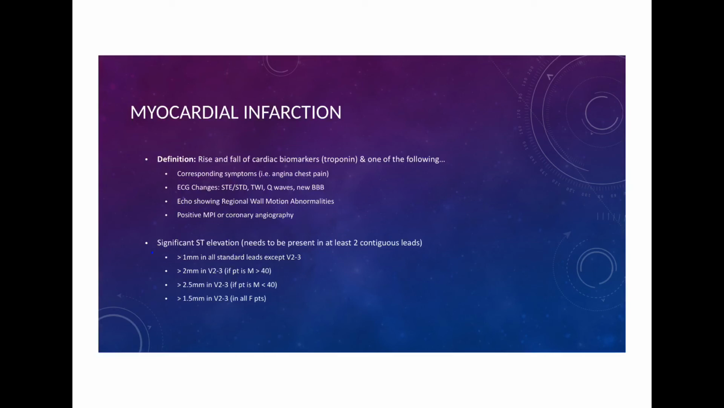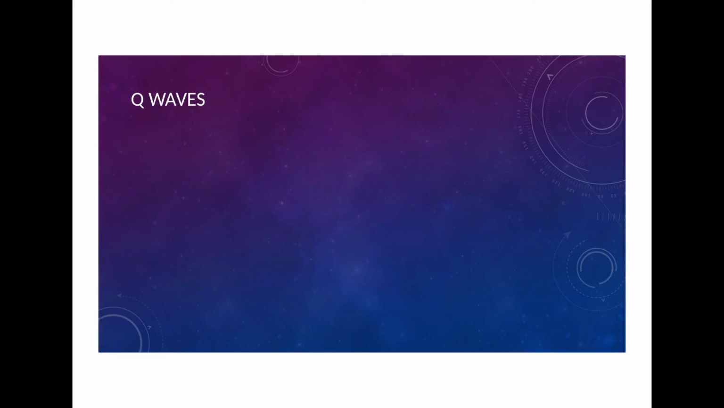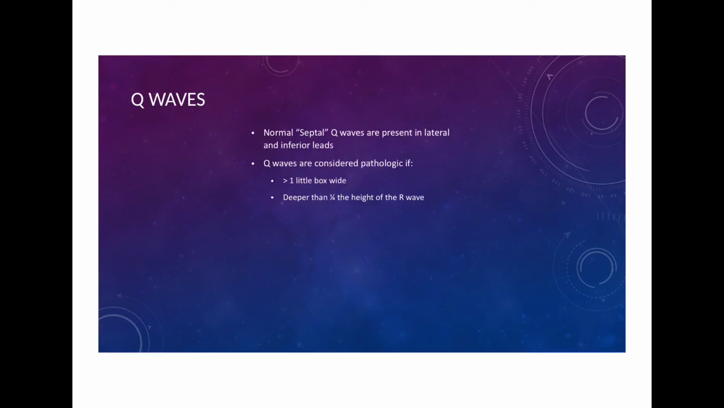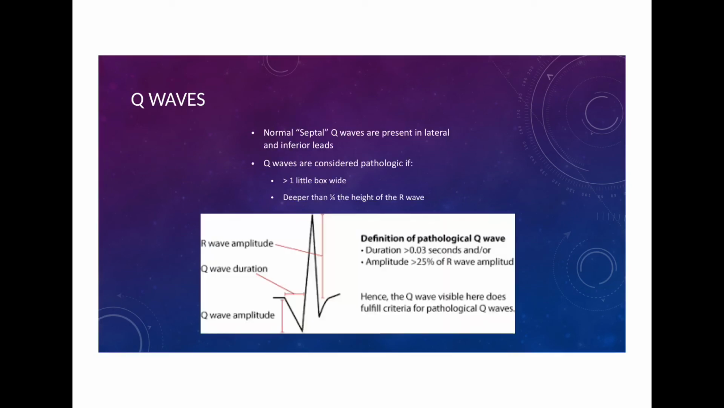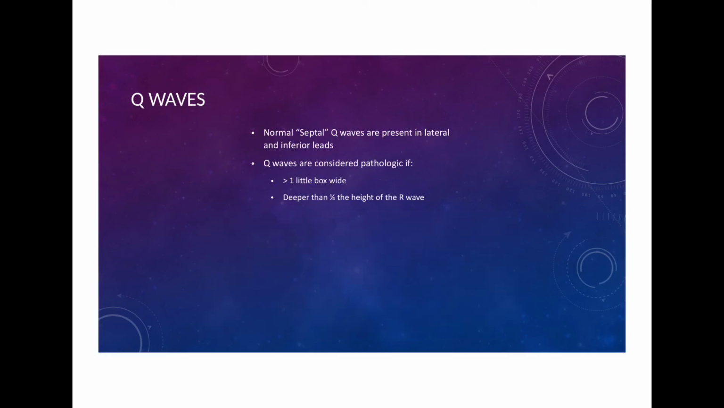So if you just see an isolated ST elevation in, let's say, V2 or V3, that's less than 2 millimeters in most patients, that's not usually concerning. In addition to ST elevations, pathologic Q waves are another sign that a patient may have had significant infarction.